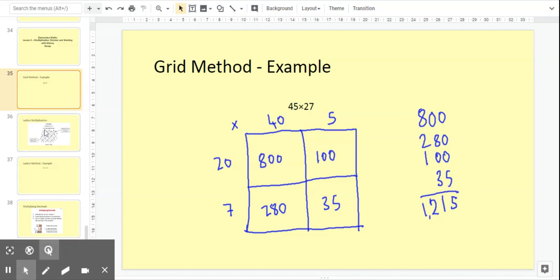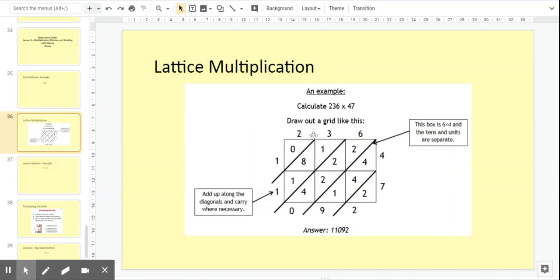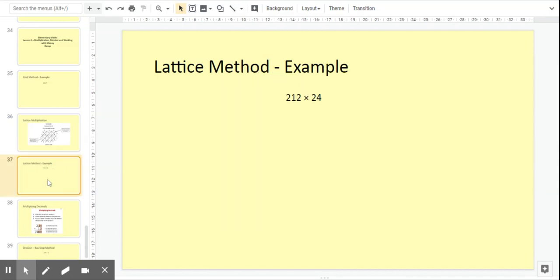We also talked about the lattice method, which looks like this. And I'm going to do an example of that. We spent quite a lot of time using this method. I think it takes a little bit of time to set up, but once you're using it, it can save a lot of time. So for this method, we don't separate it into, for instance, hundreds, tens, and units. We just keep the numbers as they are.